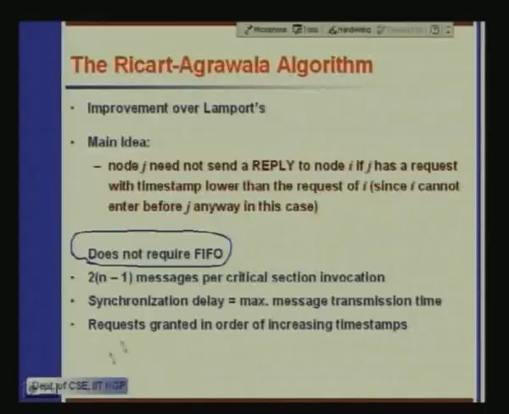So, what is the synchronization delay again between one process exiting the critical section and the next one entering the critical section? One reply message. Why is that the case? Because as I mentioned before, the process which has the second smallest timestamp request will get reply messages from all processes except the one which has the minimum timestamp. Only the minimum timestamp one will not respond to it, right.